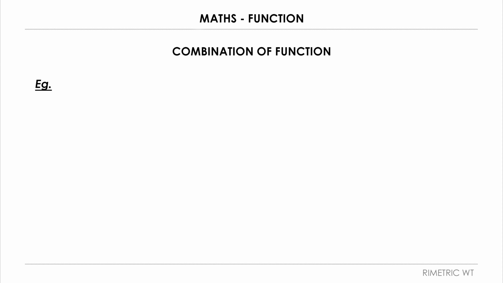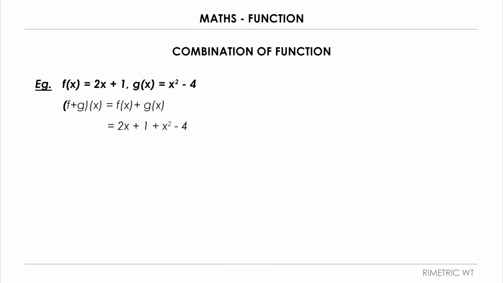Let's practice this together using two simple functions, where f(x) is 2x + 1 and g(x) is x² − 4. First, let's find the sum, which is (f + g)(x). To find the sum, we just add the rules together, which is 2x + 1 + x² − 4. When we simplify that, we get x² + 2x − 3.